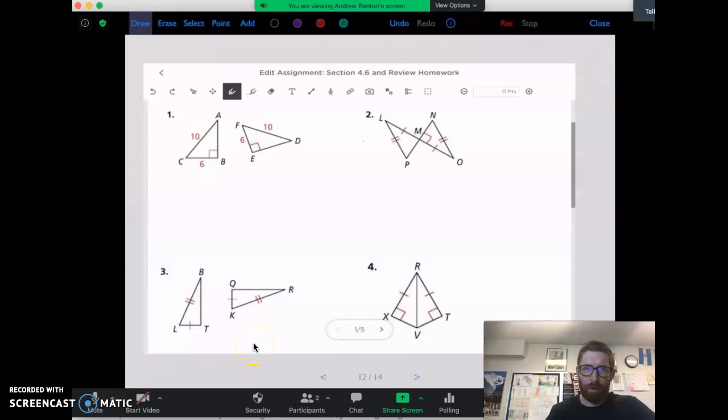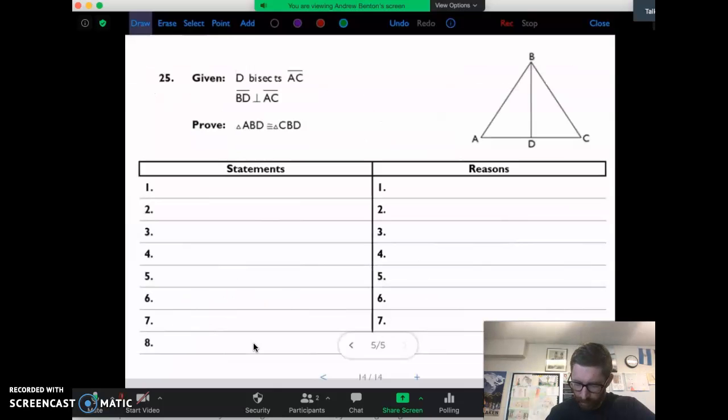All right, so this is assignment 4.6. I'm going to do these 4 problems. I'm going to do this proof right here. Once it pops up, lagging. That's okay. Proof number 17. Then I'm also going to do proof number 25.